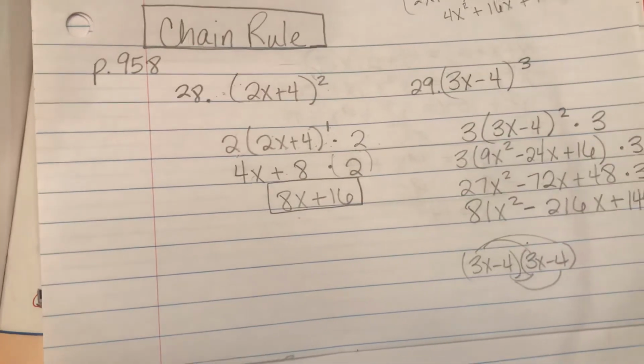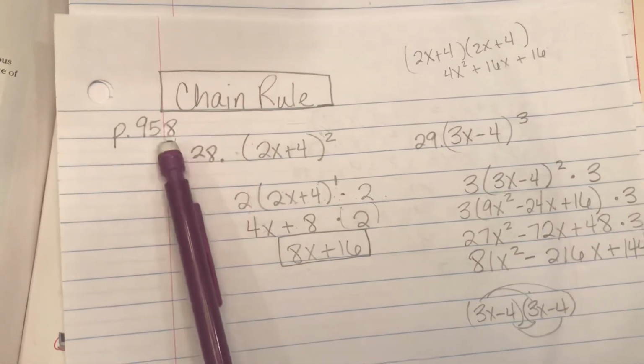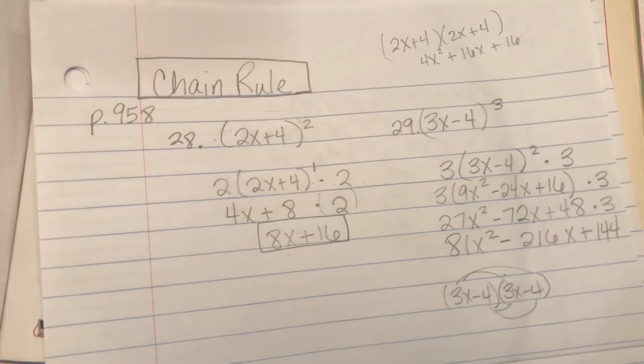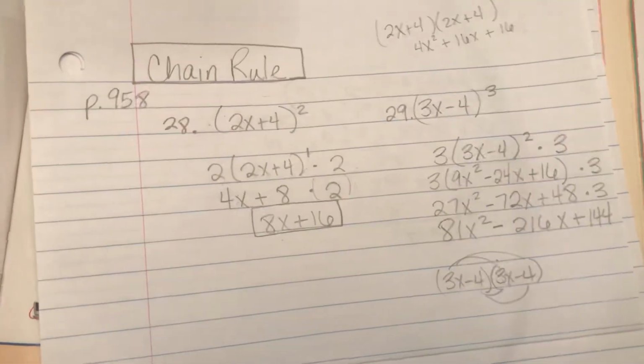And that's the answer. And these are actually problems I didn't mention. They're from your book. They're on page 958. This is number 28 in your book. It's actually from section 15.2. Okay, so that's just kind of a shortcut. It's called the chain rule. Just a shortcut to find derivatives.